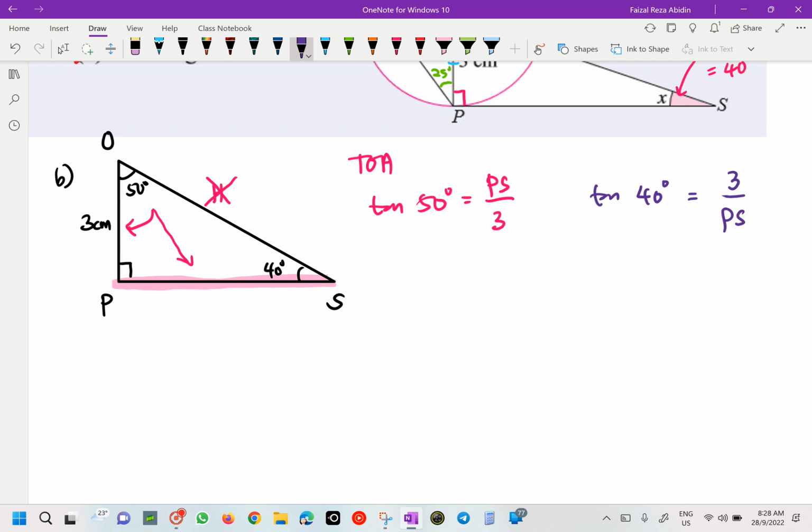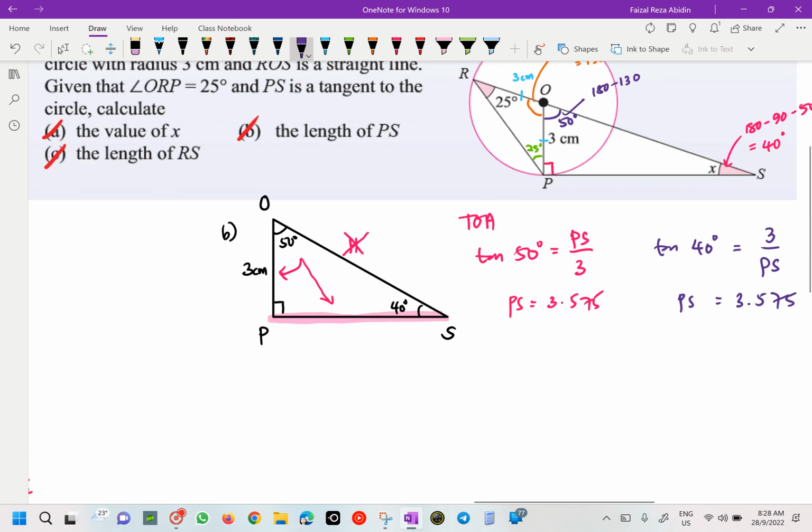Okay, by using your calculator, that one 3 times tangent 50. What did you get? Yes, PS, you are going to get over here 3.575, isn't it? Okay, for the other one, I'm going to have 3 divided by tangent 40. Same. PS is going to be 3.575 centimeter also. Can, class?